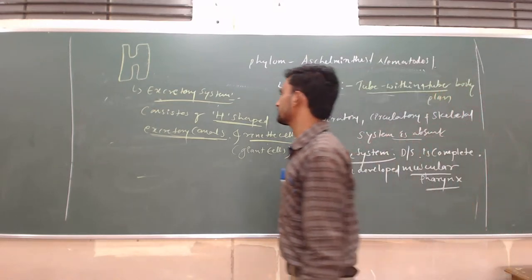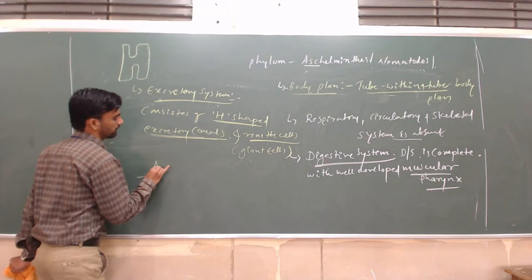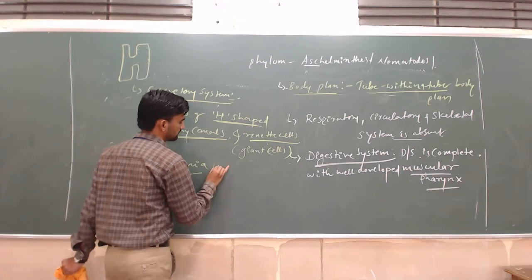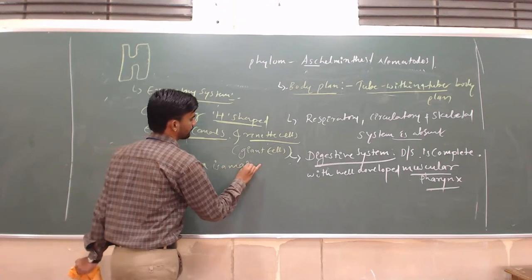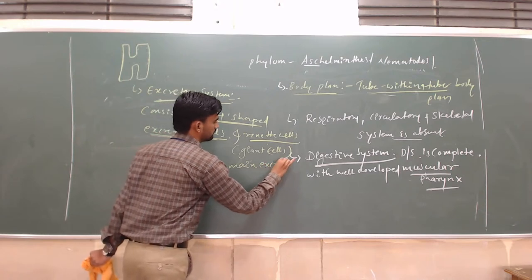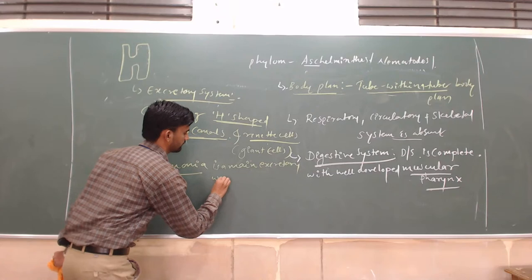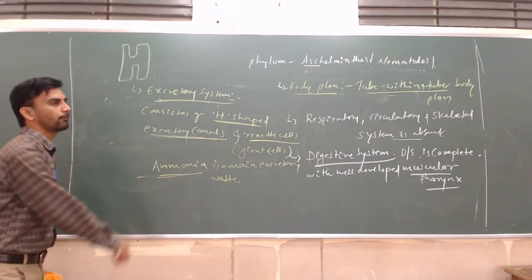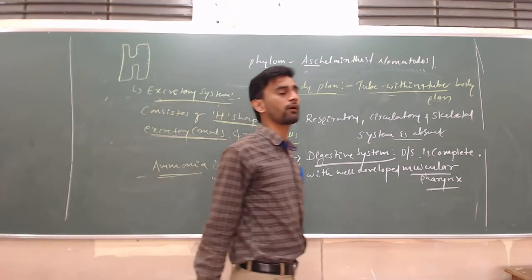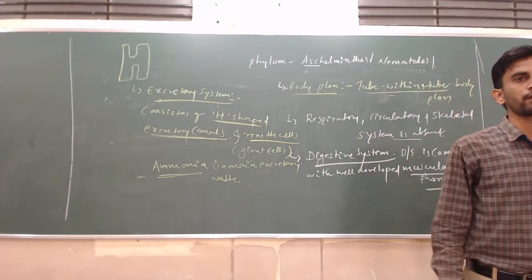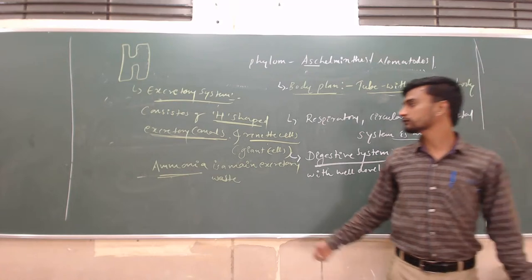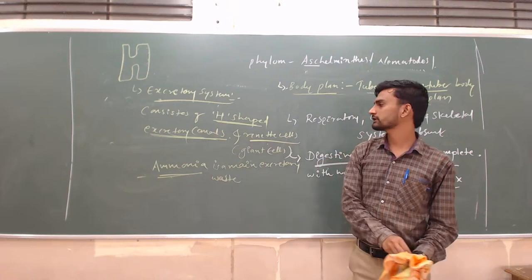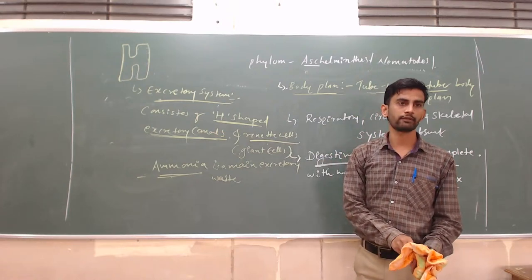The role of these giant cells is the removal of excretory waste. What type of excretory waste do these animals excrete? Ammonia. Here also, ammonia is a major one. Ammonia is the main excretory waste. Ascaris, like roundworms, may also excrete urea, but the urea content will not be that much. So most of these organisms excrete ammonia. Just consider that ammonia is the main excretory waste.